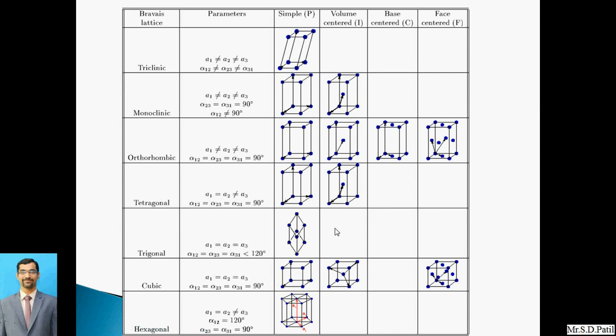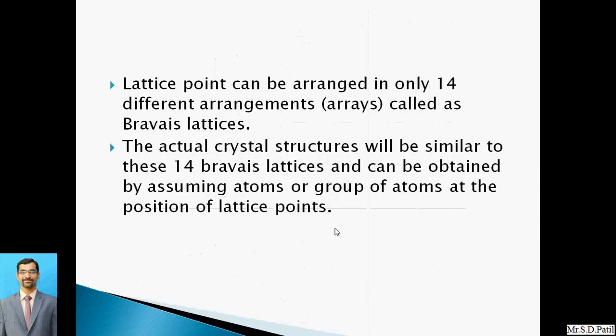Later on, when we go for the atomic packing factor calculation, and the average number of atoms per unit cell that we need to find out, we will require these particular structures. So in this lattice points, you have got the 14 arrangements thoroughly, and later on also you will see these things.